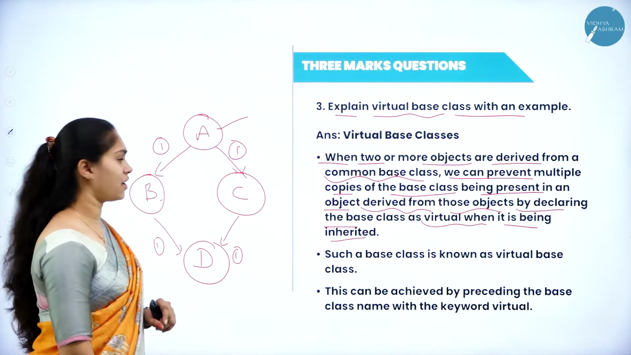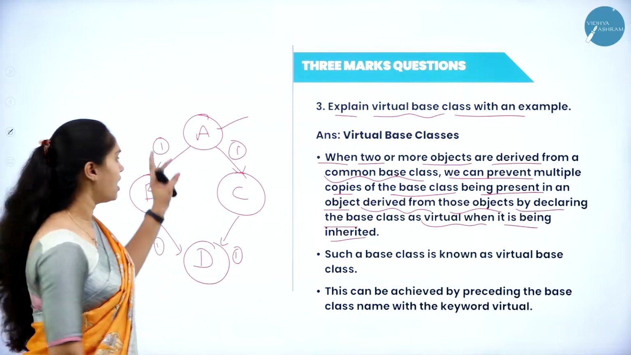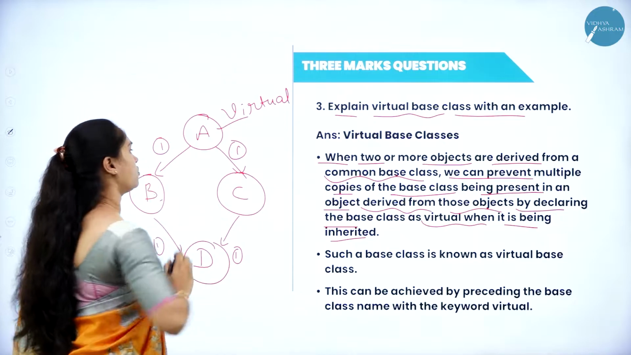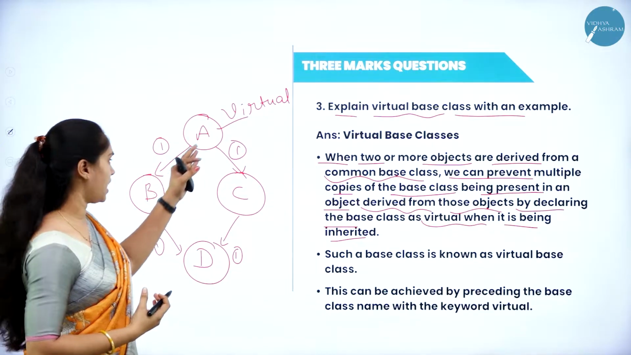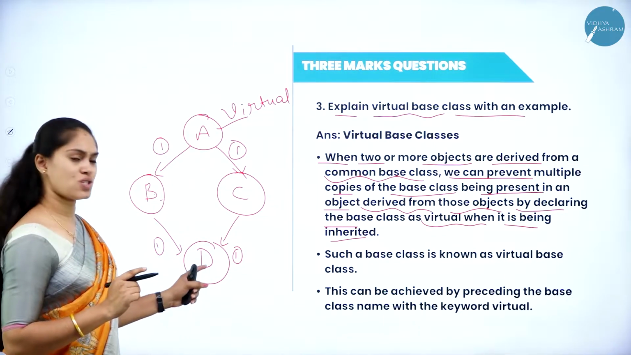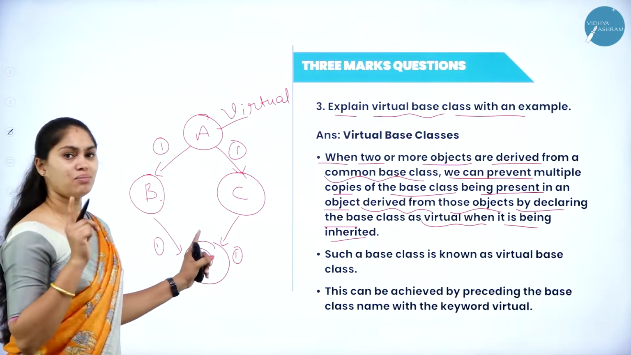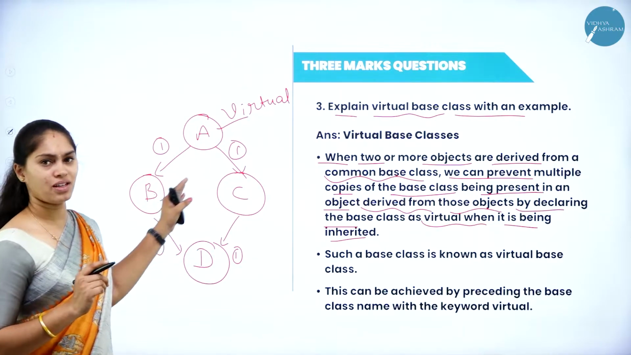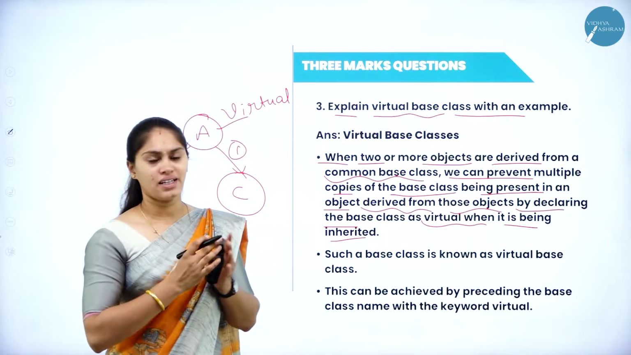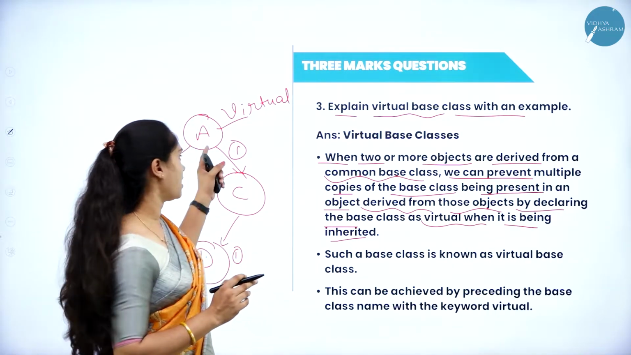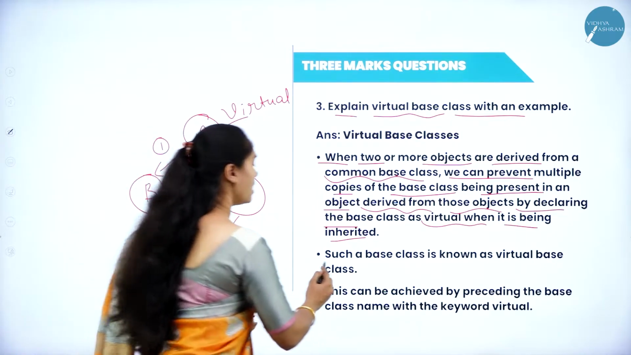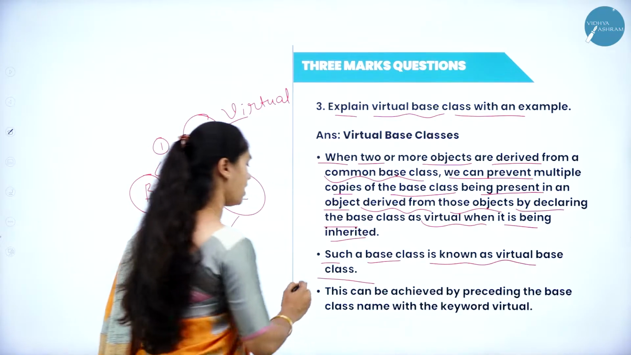So now which class do I want to make virtual? I have to make this A a virtual class. At that time, the content or object value of this A will be copied to B and C only one time. So when I am inheriting the features from B and C to D, the content of this A will be given to D only one time. We are reducing the multiple copies of the content of an object of the particular class called A. So I am going to make this base class a virtual base class. Such a base class is called a virtual base class.